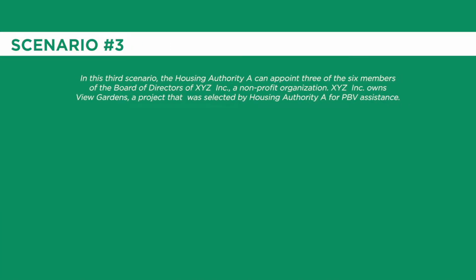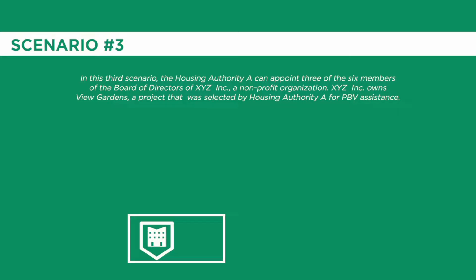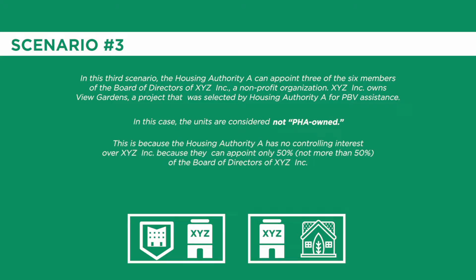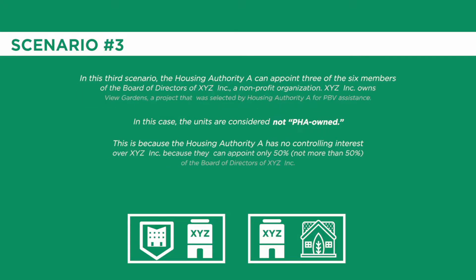In this third scenario, the Housing Authority A can appoint 3 of the 6 members of the Board of Directors of XYZ Inc., a non-profit organization. XYZ Inc. owns View Gardens, a project that was selected by Housing Authority A for PBV assistance. In this case, the units are considered not PHA-owned. This is because the Housing Authority A has no controlling interest over XYZ Inc. because they can appoint only 50%, not more than 50%, of the Board of Directors of XYZ Inc.